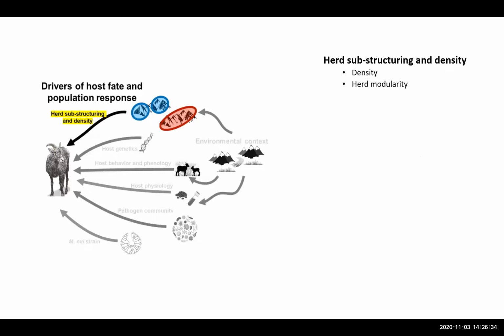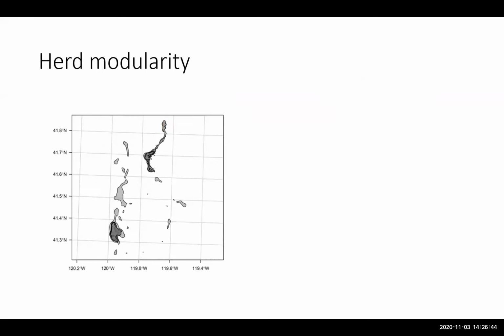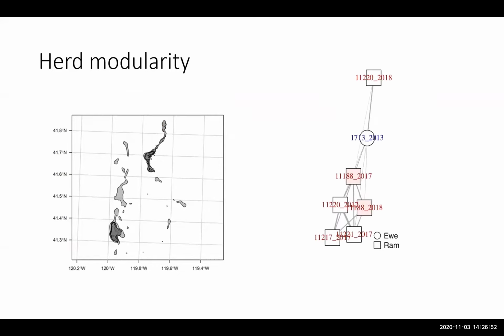For density, we just used a lagged effect of population size. For herd modularity, my lab mate used GPS fixes from collared individuals to create these spatial use overlays. These just kind of show some subgroupings within the population. And then from these, created these networks to see how connected these subpopulations are within that population. And so for this, we're hypothesizing that the more stable substructures are and the less mixing individuals do between subgroups, the better lamb recruitment is going to be, because the chance for pathogen spread is reduced.